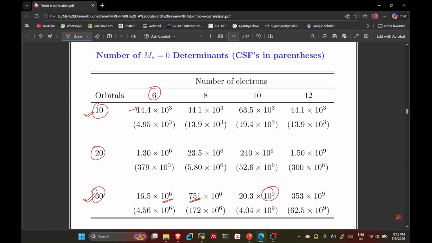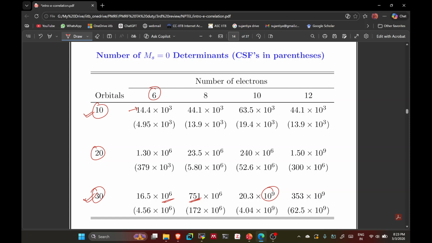Yes, it is possible, but I'm just telling you that it is very, very difficult to do full CI for, say, more than 20 electrons. Even 20 electrons will be killing. This limits us so that we cannot treat systems in quantum mechanics at the full CI level beyond diatomics or something like that. That's a real problem.